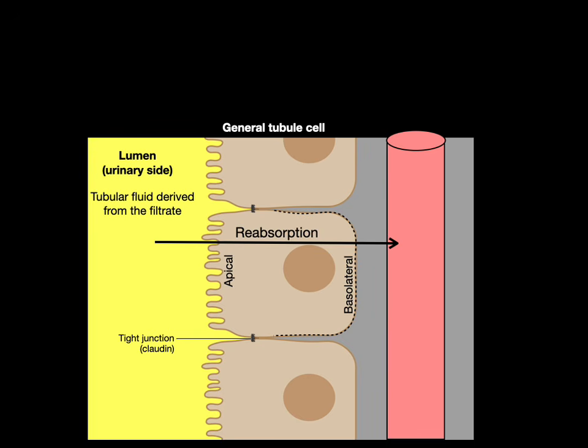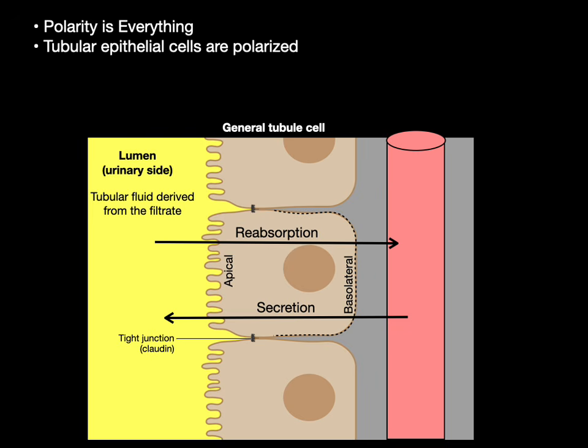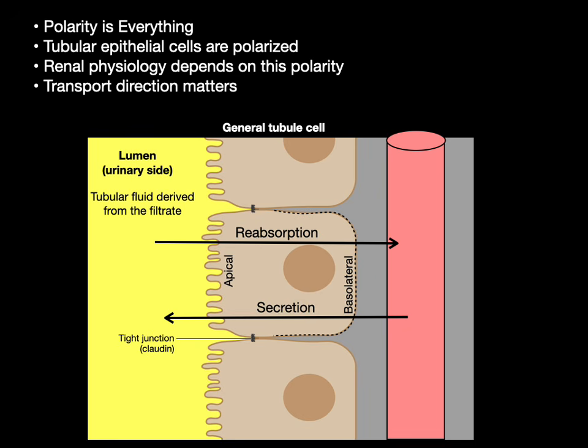The process of reabsorption is taking tubular fluid in yellow through to the interstitium and blood. Secretion is where it goes either from the blood or from the tubular cells into the tubular fluid. Polarity is everything. The tubular epithelial cells are polarized, with an apical and basolateral surface, and renal physiology depends on this polarity, and the transport direction matters.